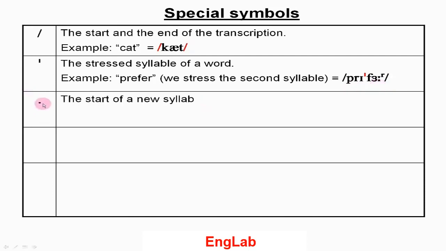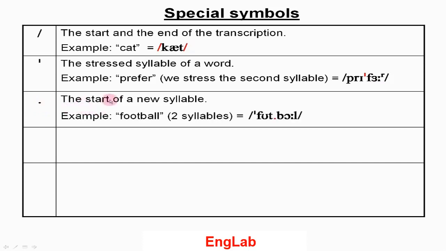And this little dot shows the start of a new syllable. Example, the word football has two syllables, foot and ball, football. And in IPA we show the start of the new syllable with the dot.